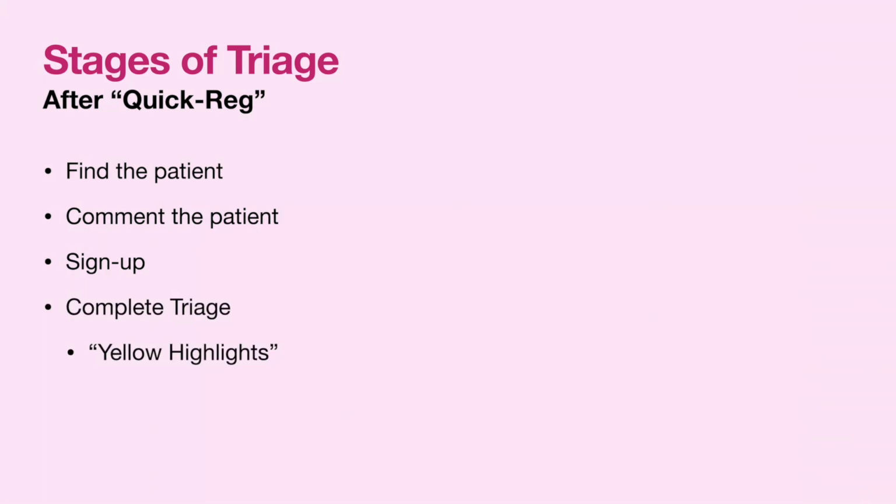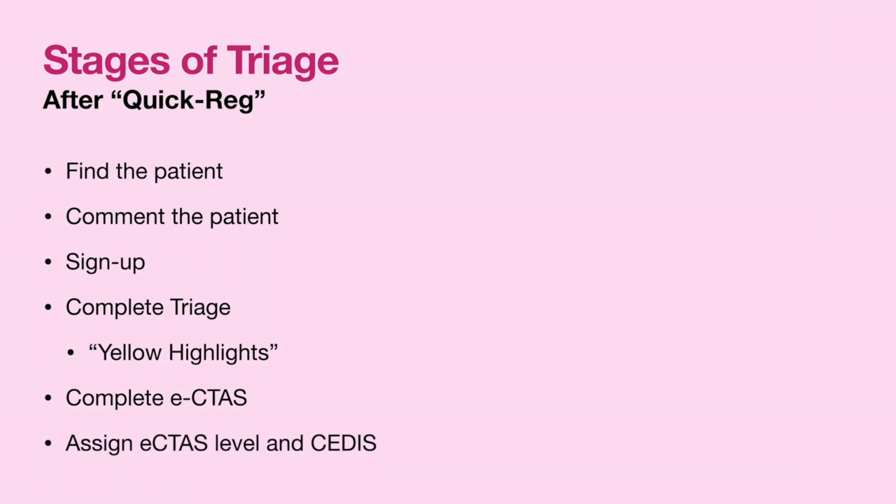You're going to complete your triage stages. Any fields highlighted in yellow are mandatory. You cannot ignore them. You have to answer them one way or the other. And then after you finish your triage, you're going to complete your EC test the way you do now, except you're going to do it in the system. You're not going to go to a different website. And then after that's done, you're going to assign your EC test level with the modifiers, assign your CDIS complaint.